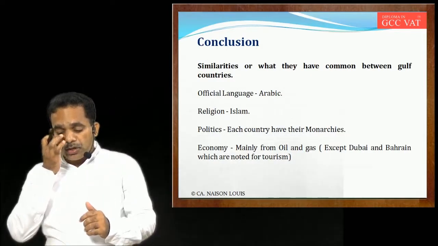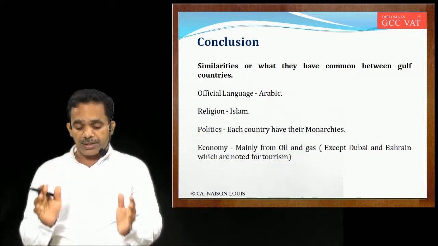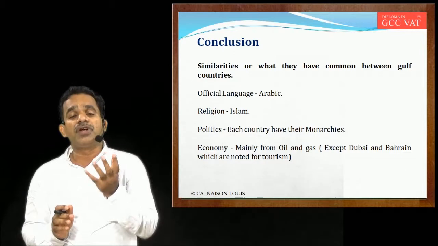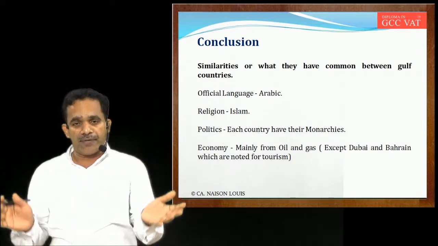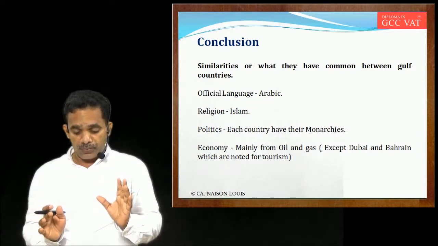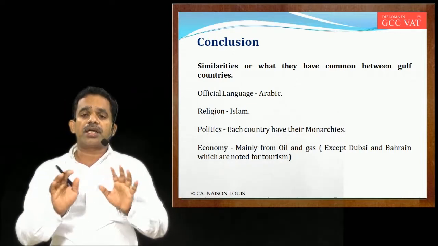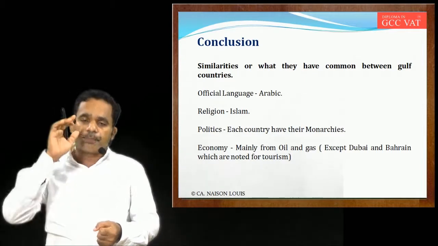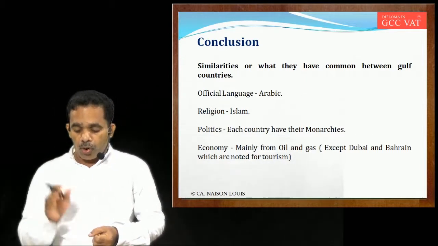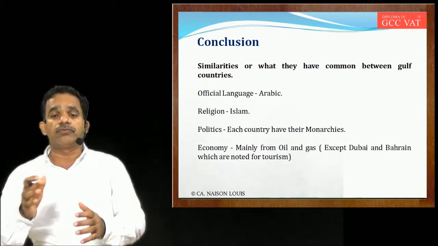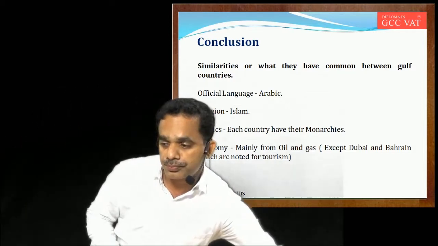Then the similarities, what they have in common between Gulf countries. They have the official language Arabic in every country. The religion is Islam. Politically, each country has its own monarchy, the kingdom. The economy mainly depends on oil and gas, except Dubai and Bahrain, which are noted for tourism places.